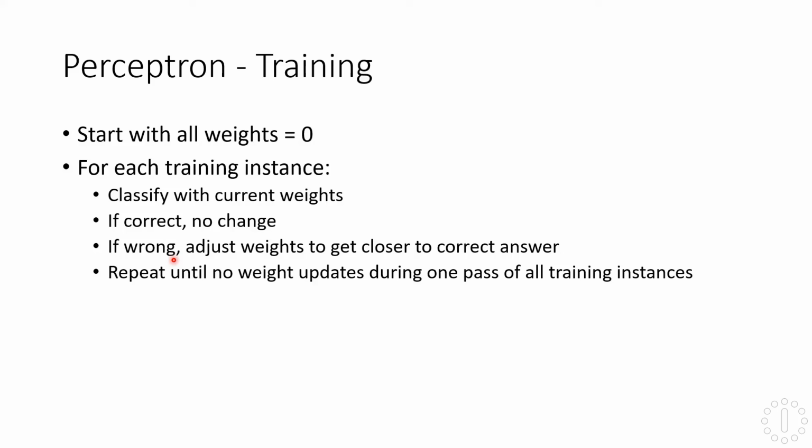So we look at the output, and we see that it's wrong. We change the weights so that the answer would be correct. And then we again take the next training instance. We need to keep repeating this until there are no updates during one pass of all training instances. So we stop this training when we do one pass for the entire training set, and then we get no weight updates for any of them.